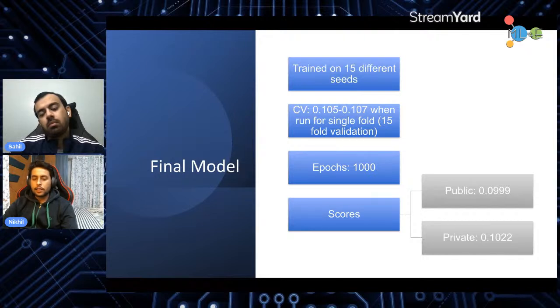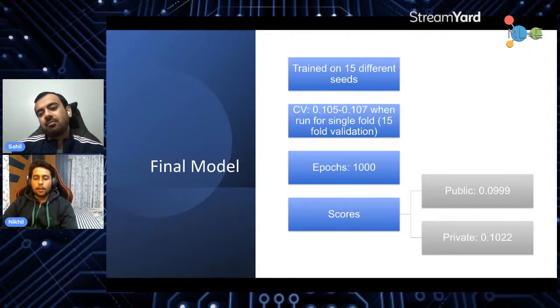So we first did 15-fold validation. We saw our scores, and when we were sure that we could train a model for 1000 epochs, we did that. I think the model did not even converge at 1000 epochs. So we could have trained our models for more epochs, but we are also constrained by the time it took to train our models, right? So we stuck at 1000 epochs.